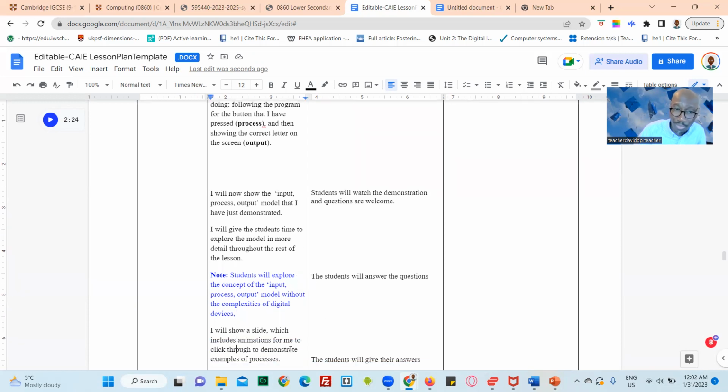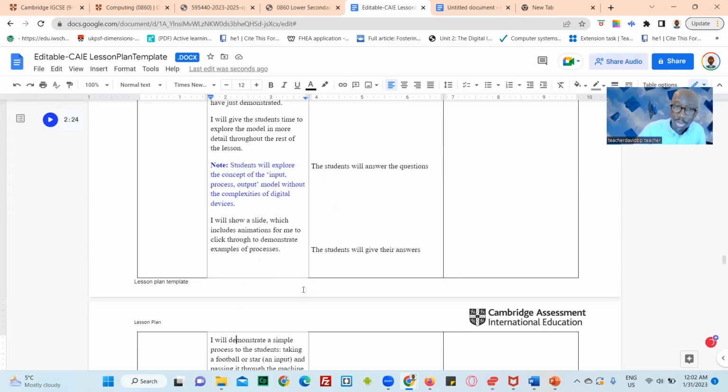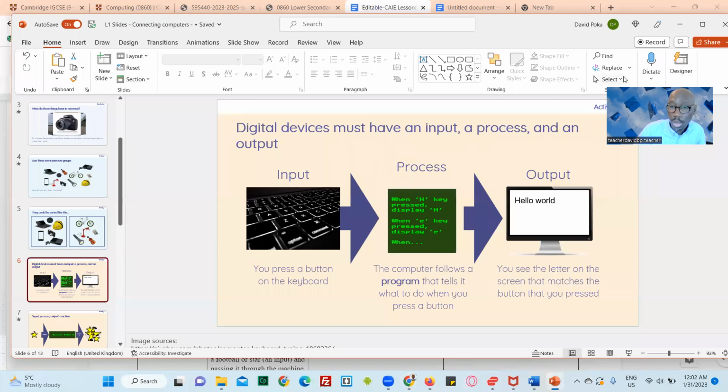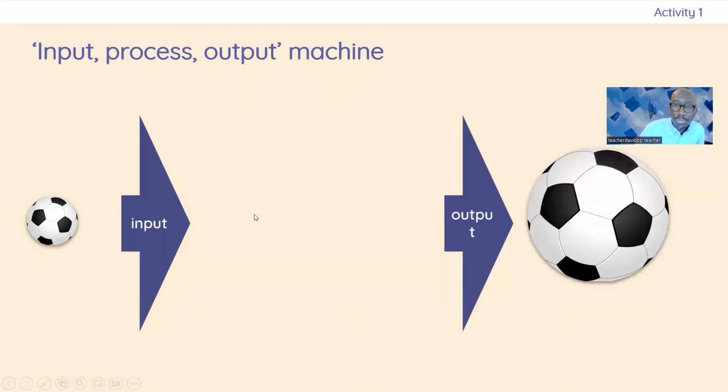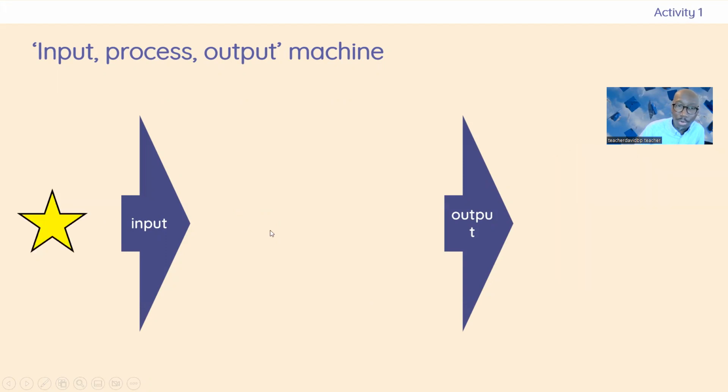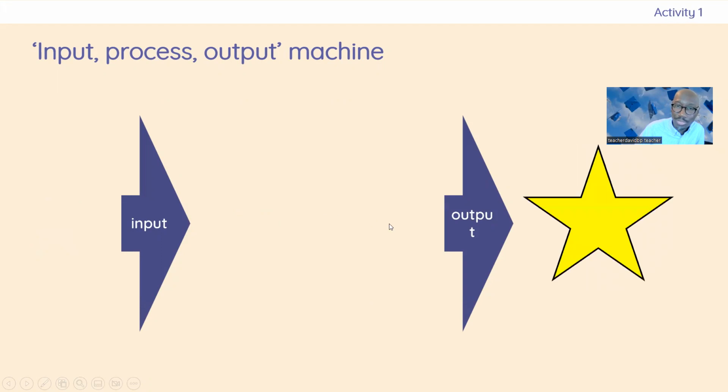Now, on my slides, I've made a short animation. So with this animation on my slides, I'm going to quickly let this slide work like this. And then I'm going to show this input, output. So we have one football that's gone through, it's processed it, and it's come out as a football at the other end. A star with input, then a process, the star output.